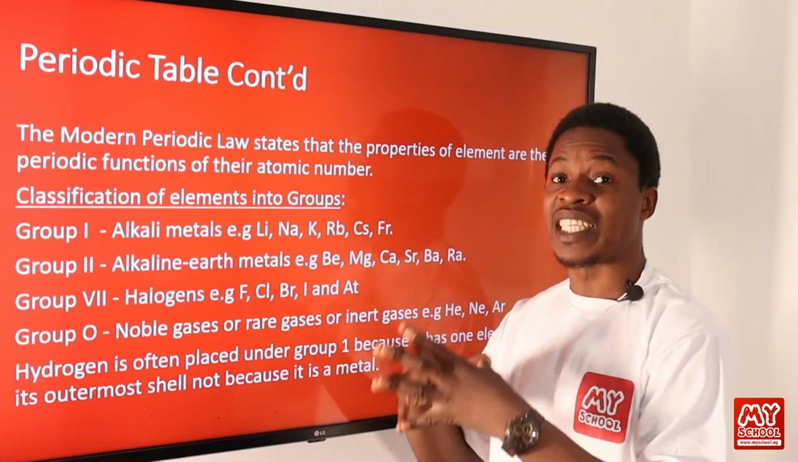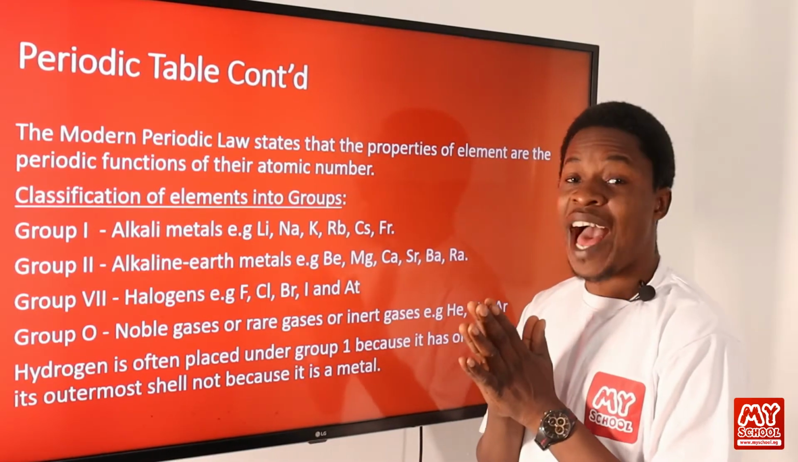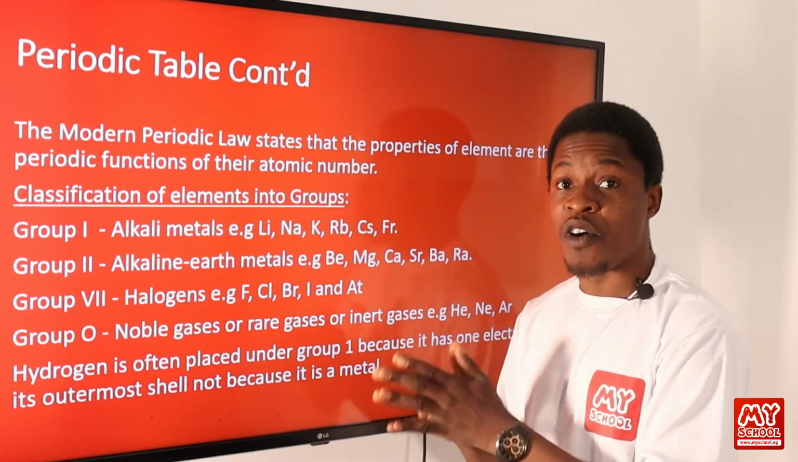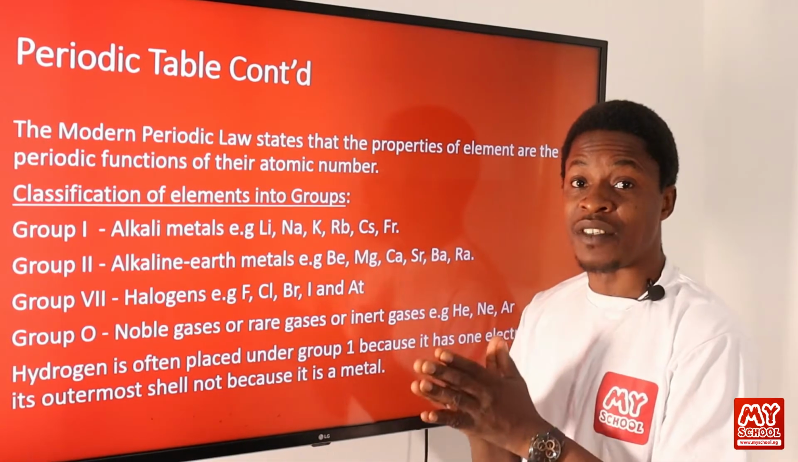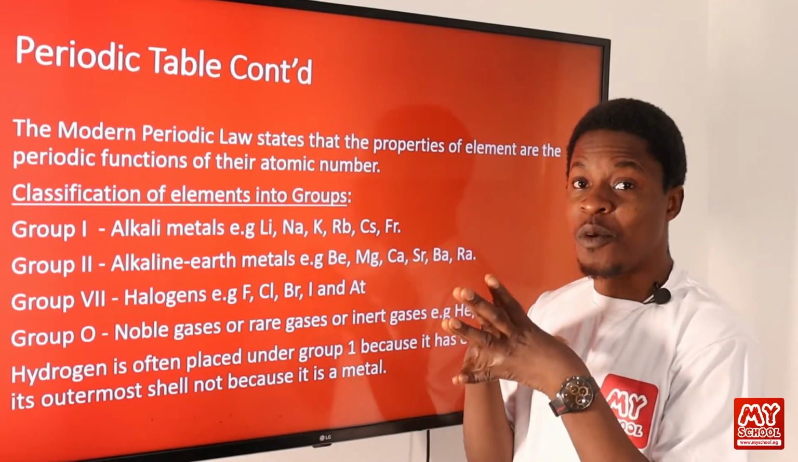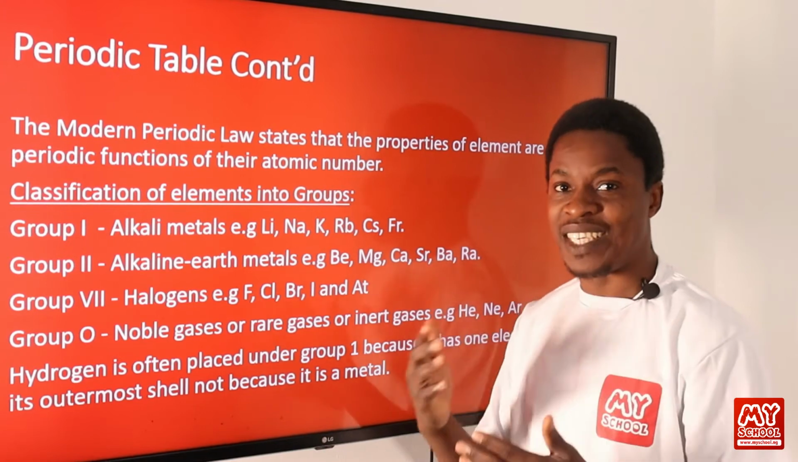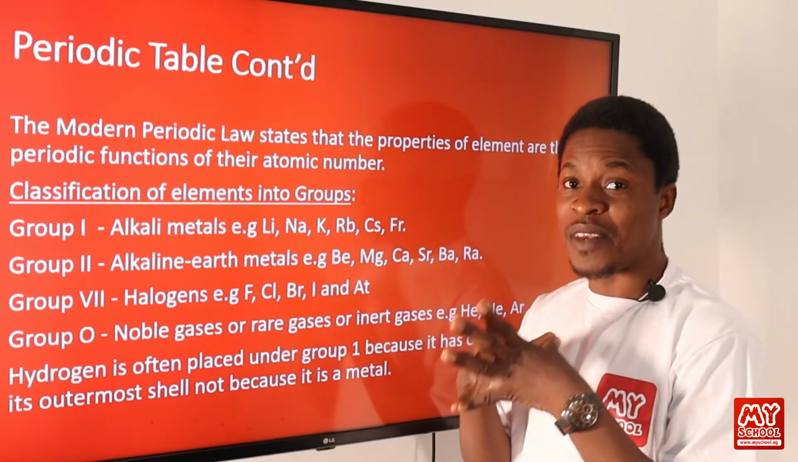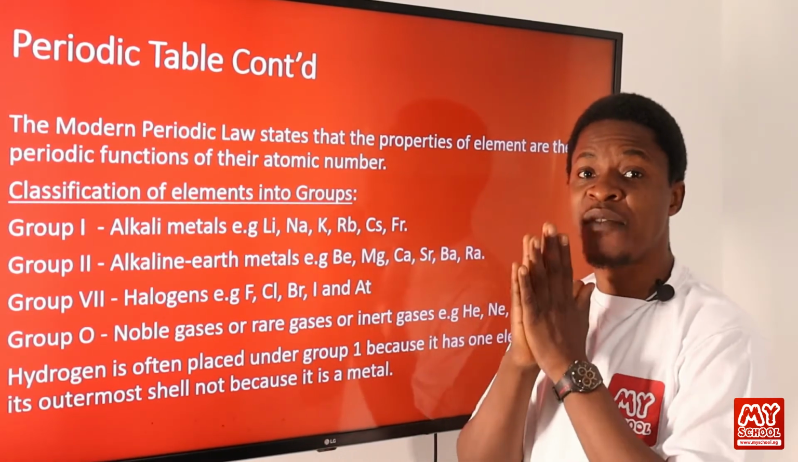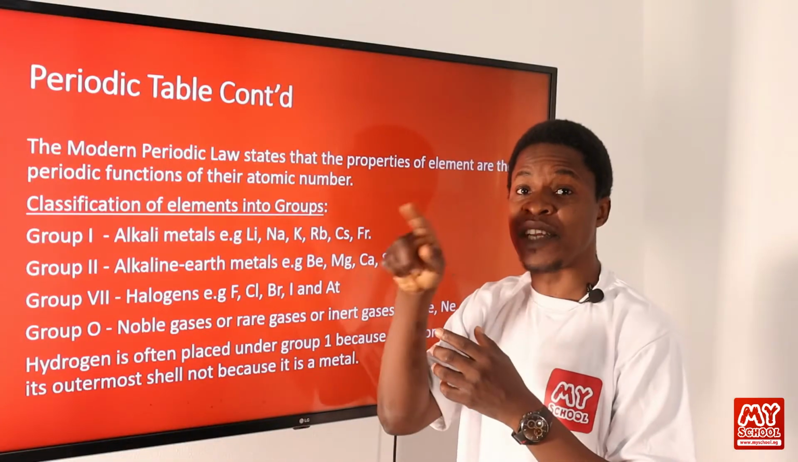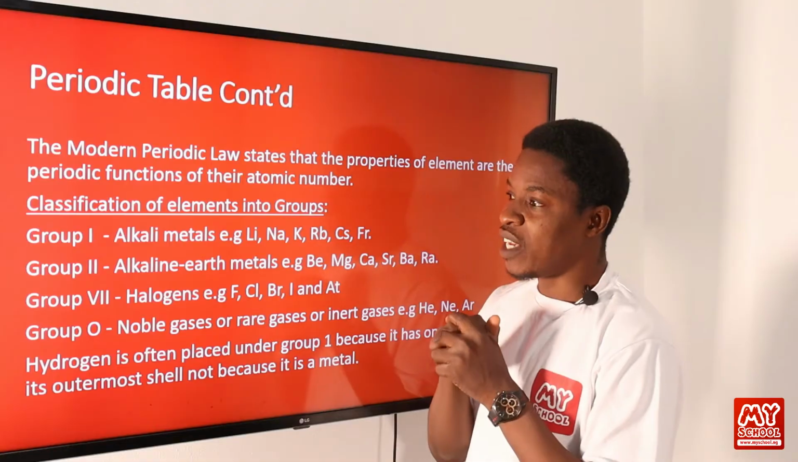So, classification of elements into groups. How are elements classified into groups? We have them ranging from group 1 to group 2, group 3, group 4, group 5, group 6, group 7, and group O. Some textbooks many years ago referred to it as group 8, but now it is group O, because they have completely filled outermost shells. There is no free valence electron.